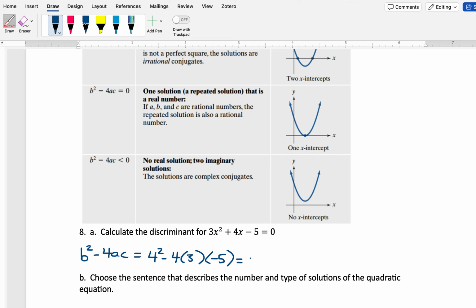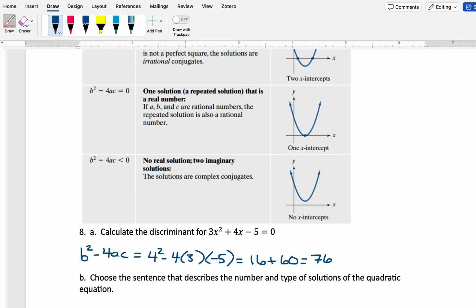4 squared is 16. And then we have 4 times 3 times negative 5, and that is subtracted. So what's going to happen here is that this minus negative is going to change to plus. 4 times 3 times 5 is 60. 60 plus 16 is 76. So that's the value of our discriminant. That means that in the larger quadratic equation, we would be taking the square root of 76.